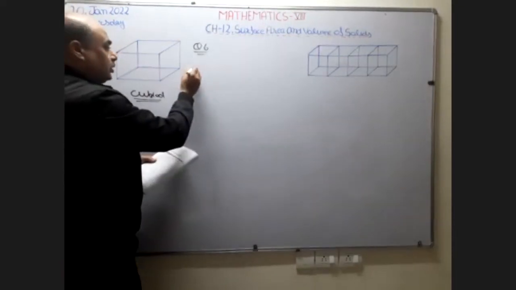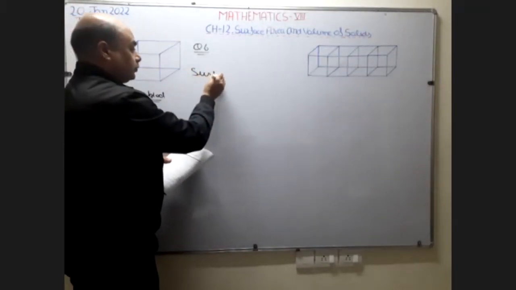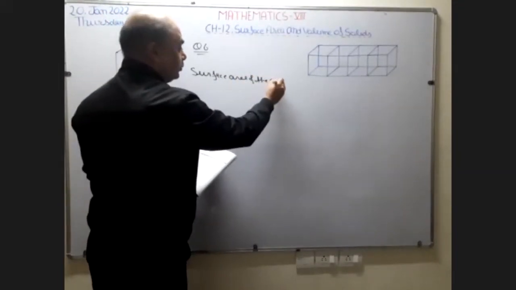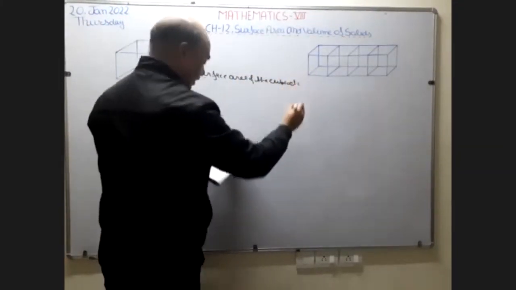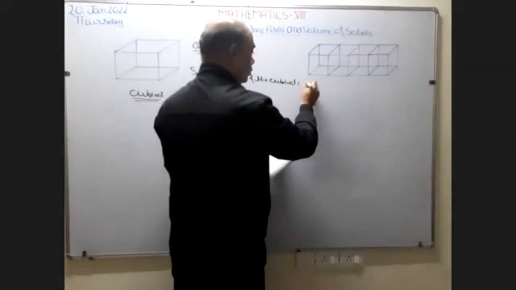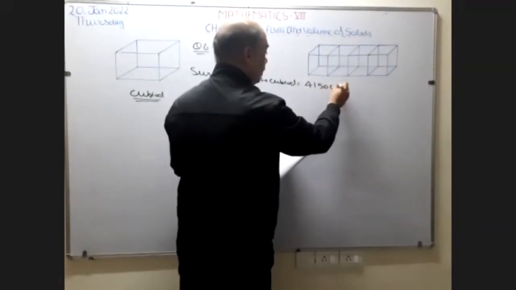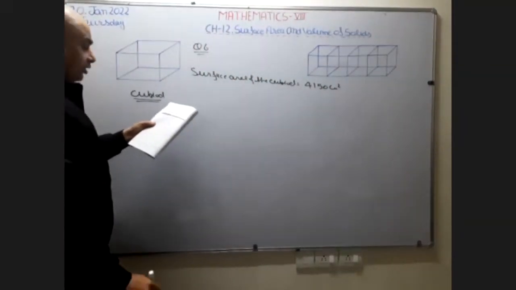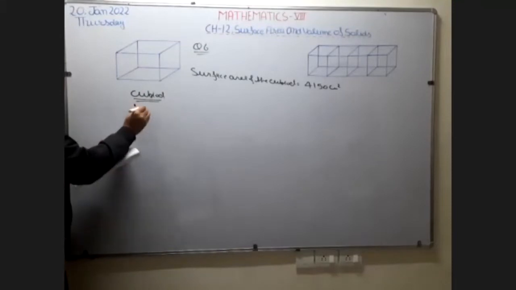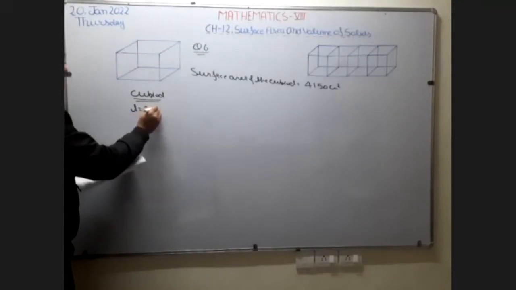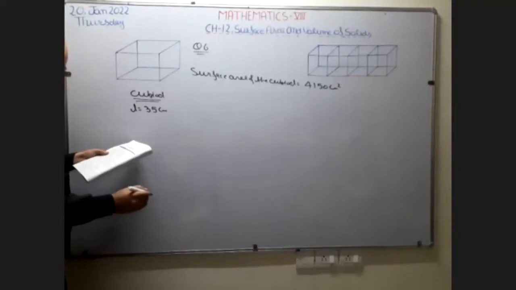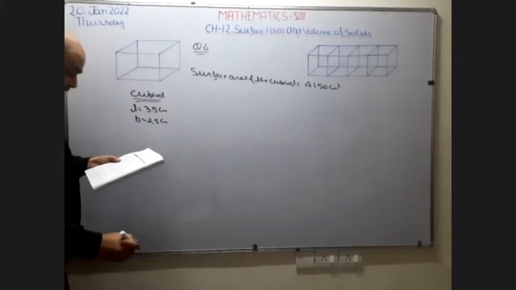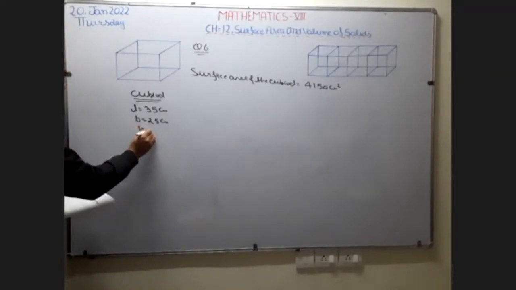What is given? The surface area of the cuboid is given, which is 4150 centimeters square. Okay, now what else is given? The length of the cuboid is given, which is 35 centimeters. And the breadth of the cuboid is also given, which is 25 centimeters. And in this question, we are going to find the height of the cuboid.